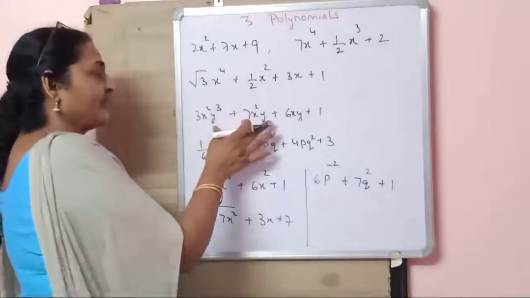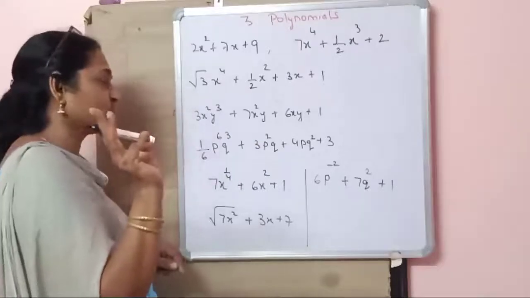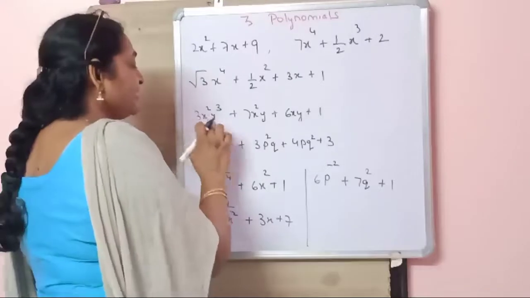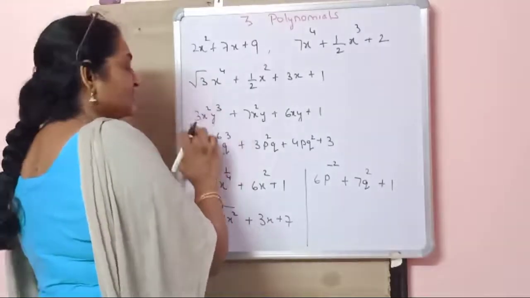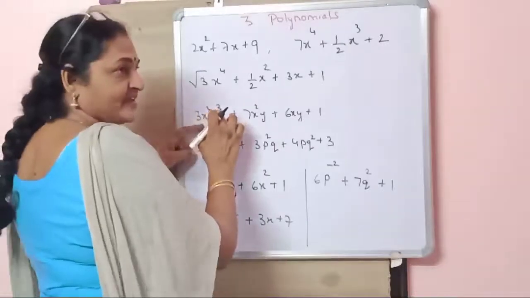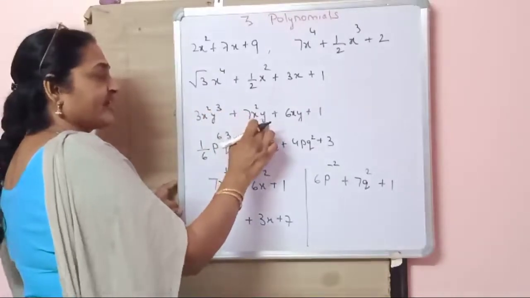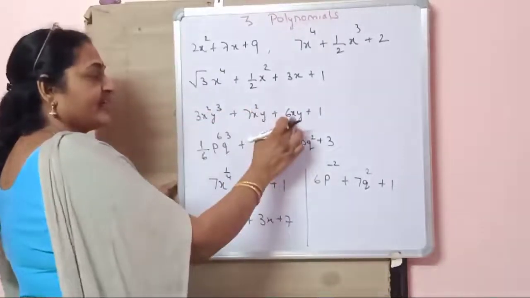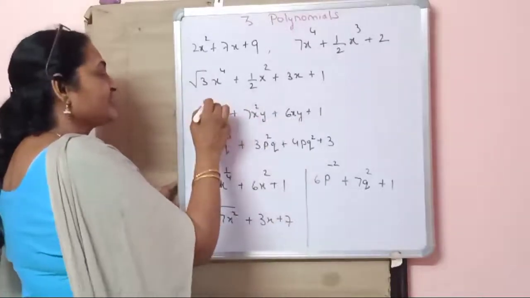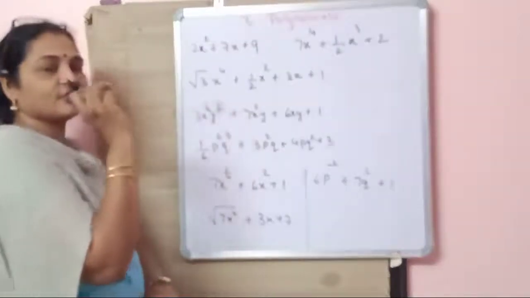Whenever you come across two different variables, or maybe 3 variables, the degree can be calculated by adding the powers. So here in the first term the power is 2 plus 3, which is 5. Here x square and y raised to 1: 2 plus 1 will be 3. Here x and y have degree 1 and 1, so 1 plus 1 will be 2. So the highest degree over here is 5. So the degree of the polynomial will be 2 plus 3 equal to 5.